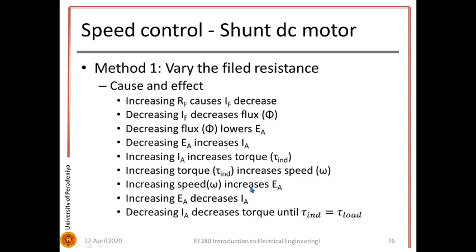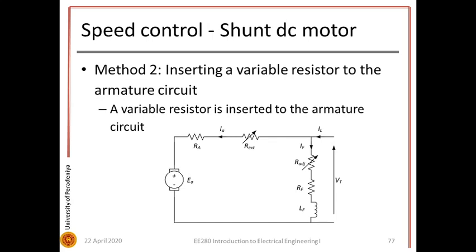Once the speed is increased, EA is going to increase. So when the EA is increased, IA is going to decrease. So IA would decrease until the induced torque and the load torque are equal. So you can look at these steps leisurely and see whether you can understand the cause and effect when you change the field resistance.